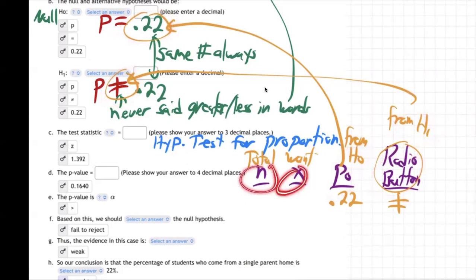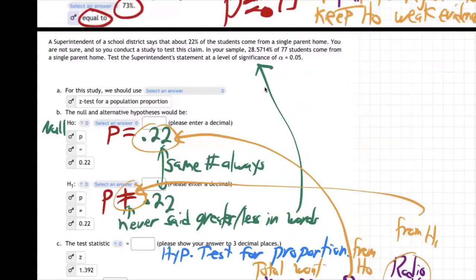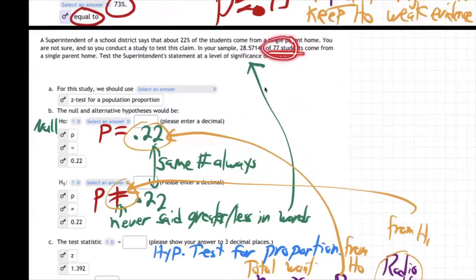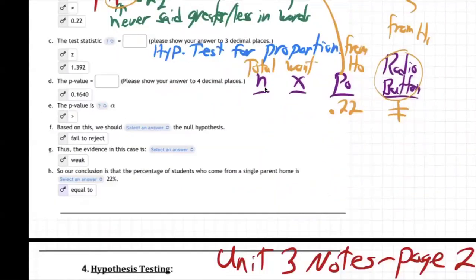What's N and X? Well, N, 77. We surveyed 77 students. Okay, so I'll put that. In fact, I'm going to need to move this over, give it a little more room here. We surveyed, move it over here. It's a total number. So that's going to be 77 students.